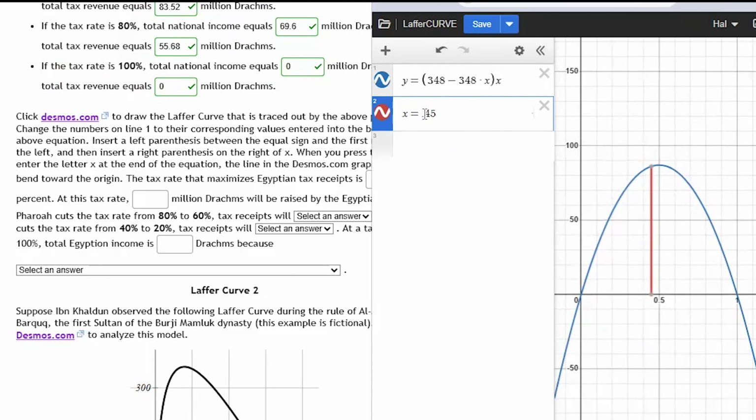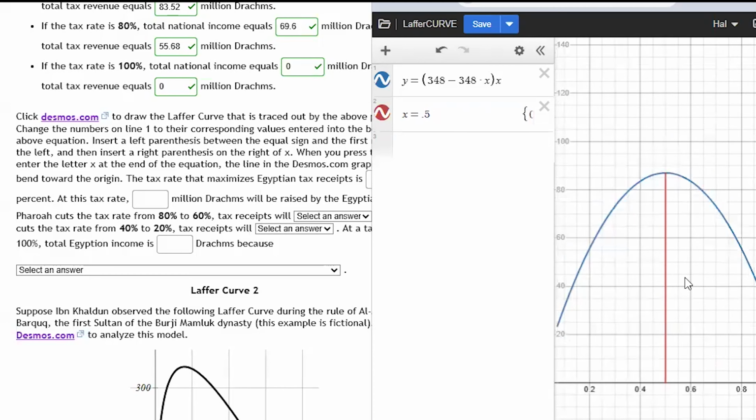Okay, so if the tax rate is 0.45, tax revenues are 86.13. Increasing that to 47% increases tax revenue up to 86.68. Boosting it to 49% increases tax revenues, but not by much. And then changing it to 0.5, we reach the maximum point.